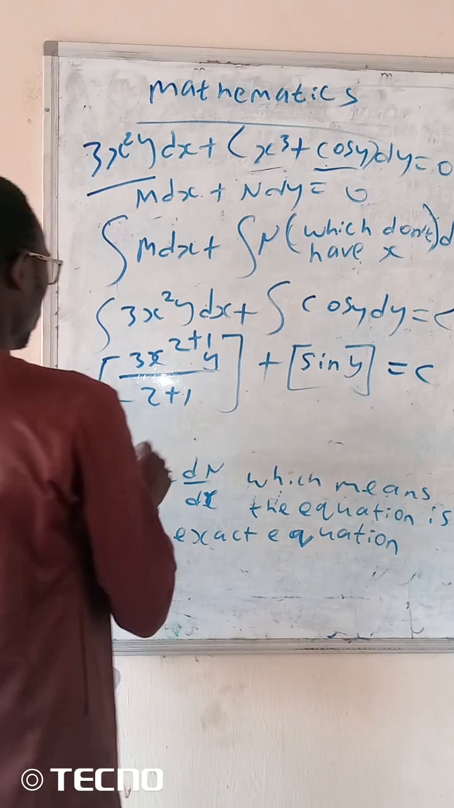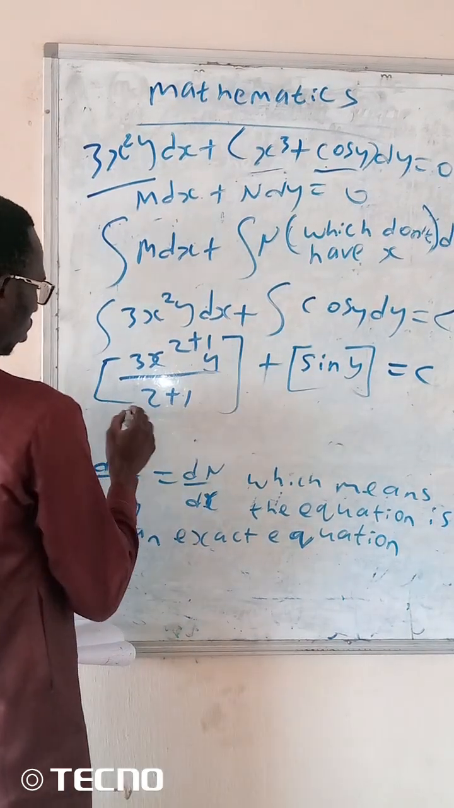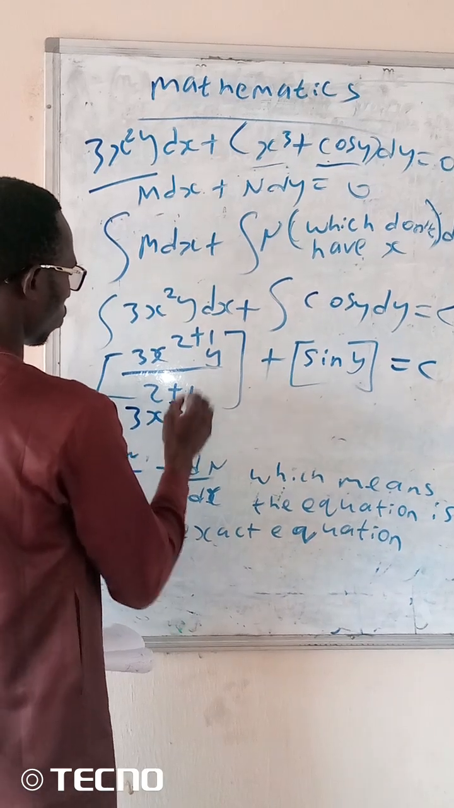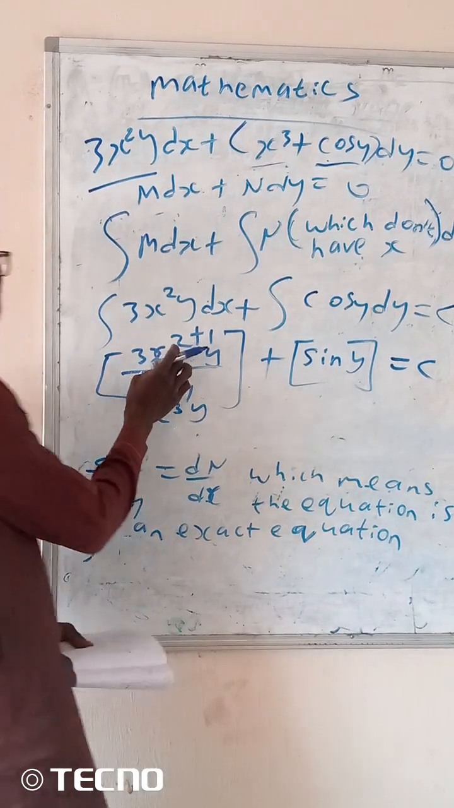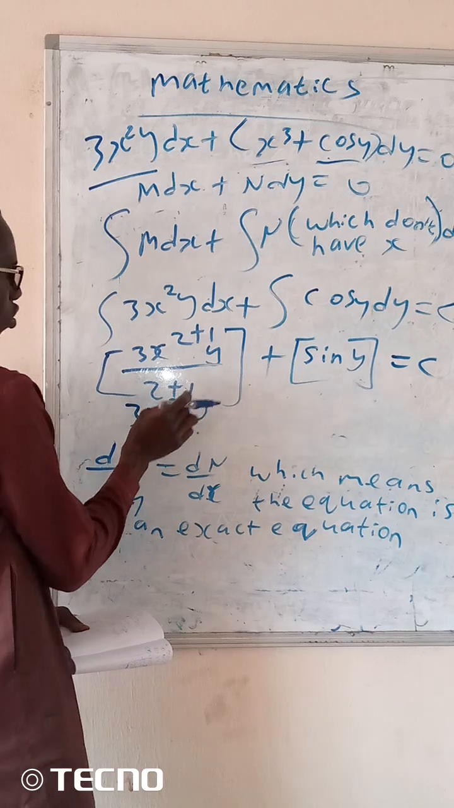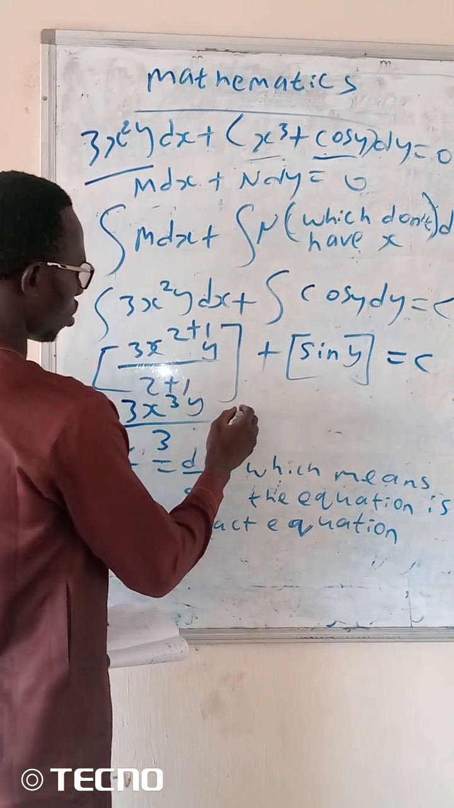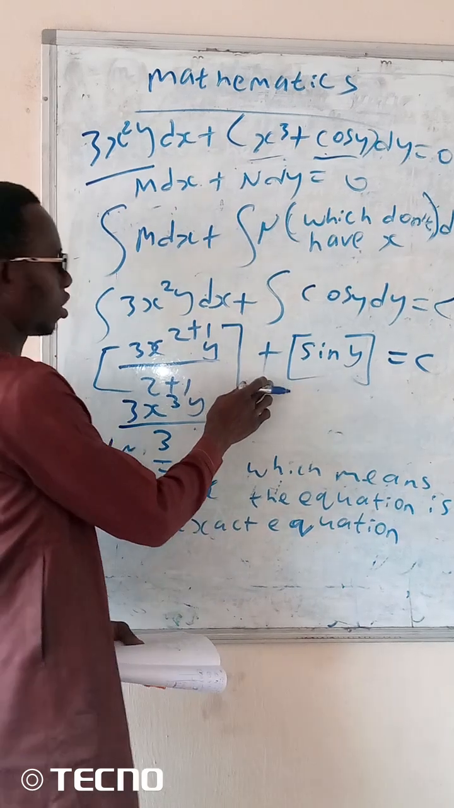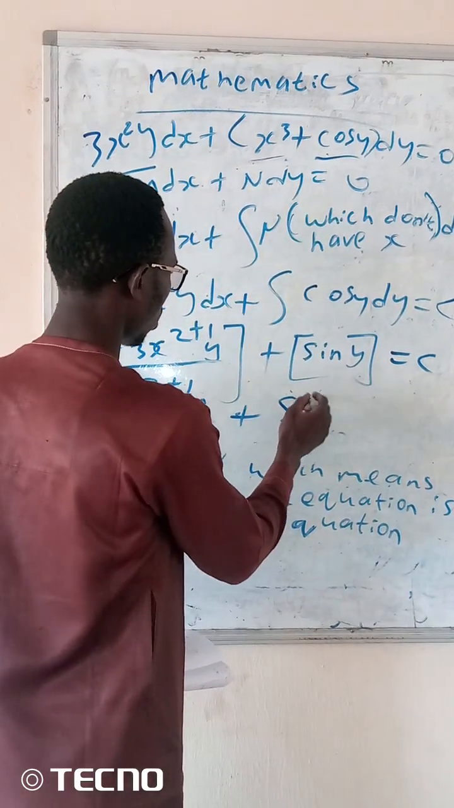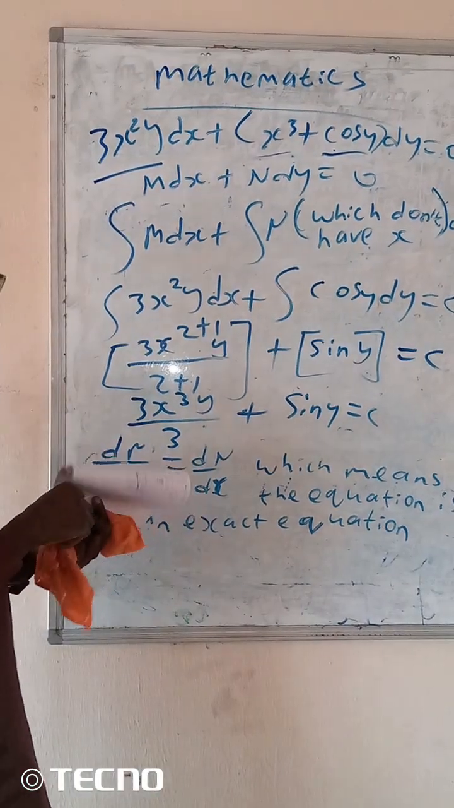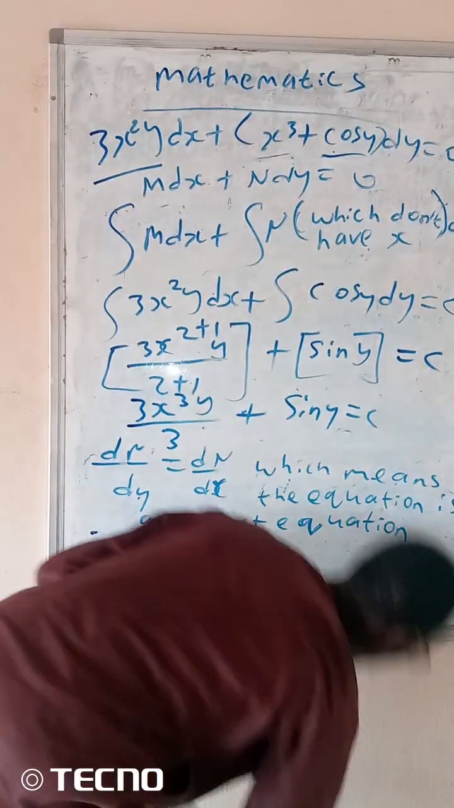So what do we have now? We have 3x, 2 plus 1 is 3, so we have 3x²y divided by 3. Then we put the addition sign and bring out sin y, which equals our constant.